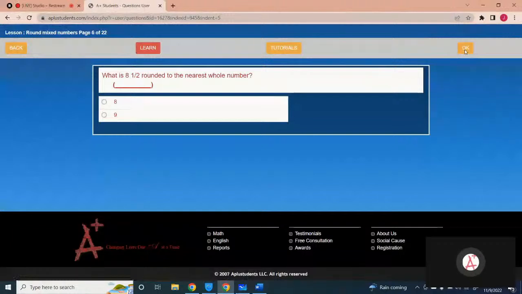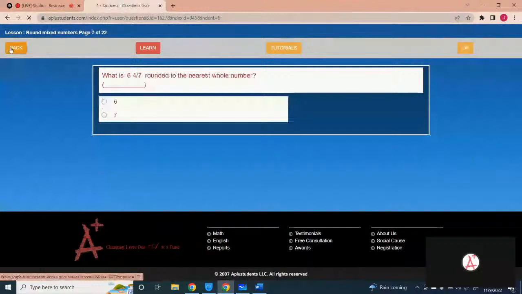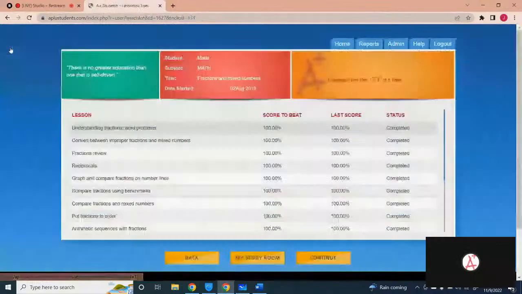Again, what is 8 whole 1 by 2 rounded to the nearest whole number? It is rounded off to 9, because the fractional part is 1 by 2, so it is rounded off to 9. Got it? Okay, you can complete the test by yourself later today. Let me just move on to the next topic.